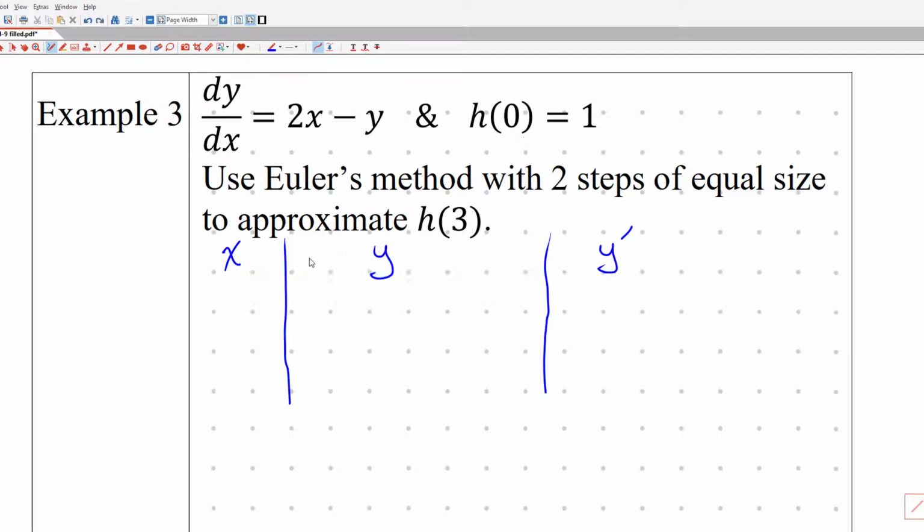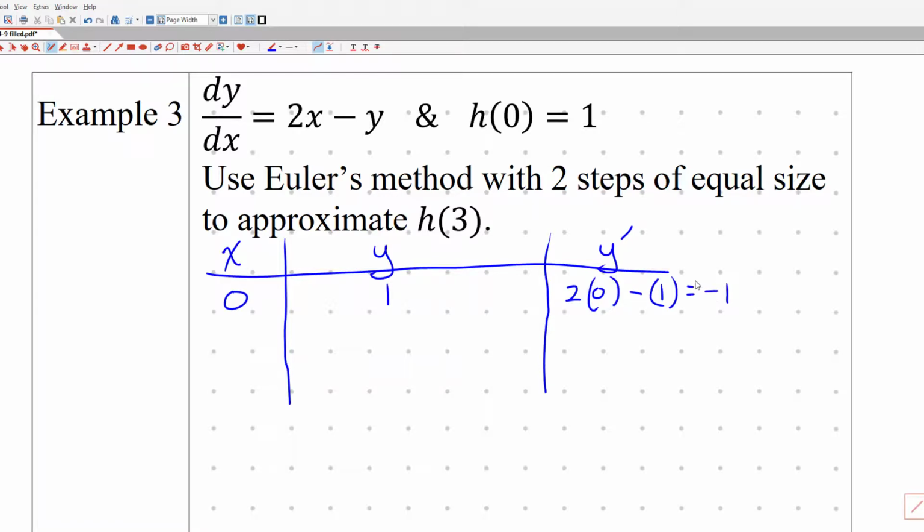My x coordinate starts at 0. My y coordinate starts at 1. That's just from this information right here. Let's plug those into 2x minus y to get our y prime. So 2 times 0 minus that 1 that I'm plugging in. That's equal to just negative 1.